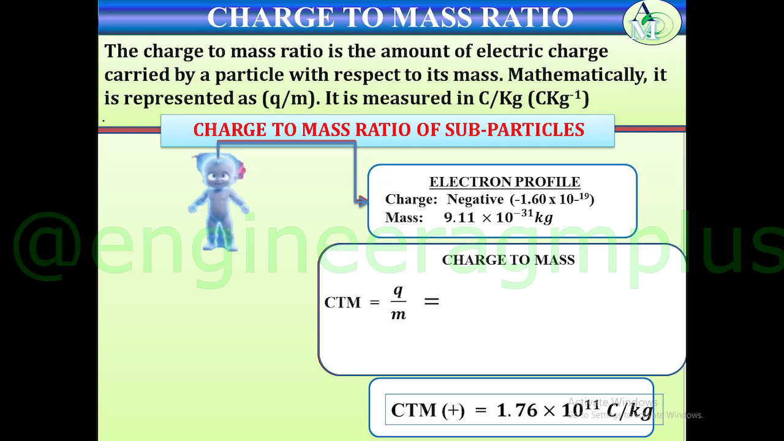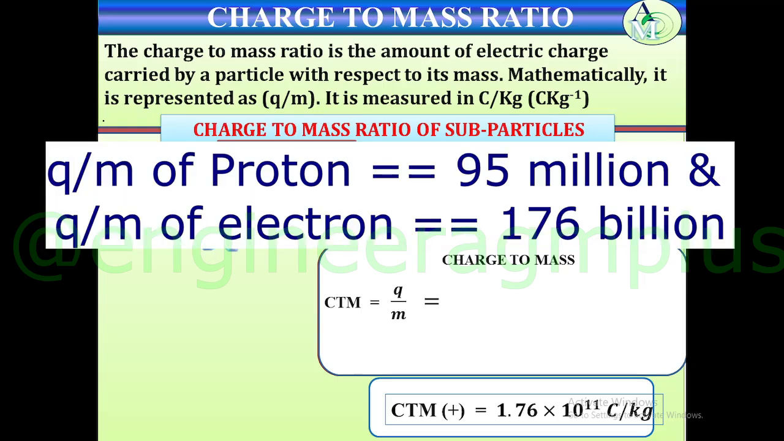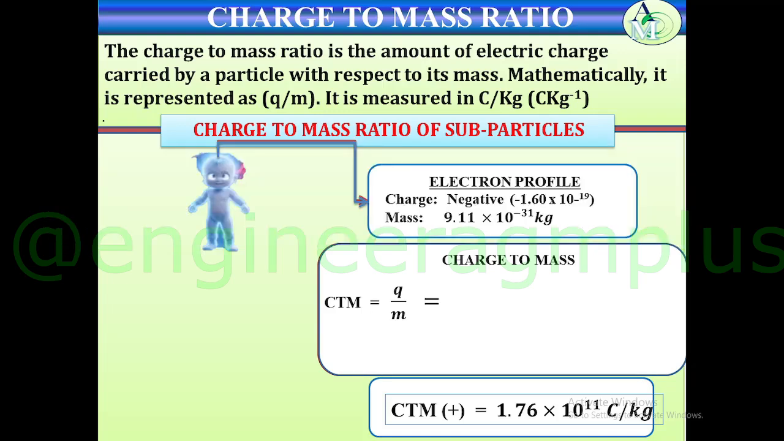Now compare this value to that of protons. For proton, we have close to 95 million, and electron has close to 176 billion. Still, do not forget this. It's not compulsory for you to cram or to memorize these values. In as much as you know the charge and you know the mass, then you divide both and you get the value of the charge to mass ratio of these particles.